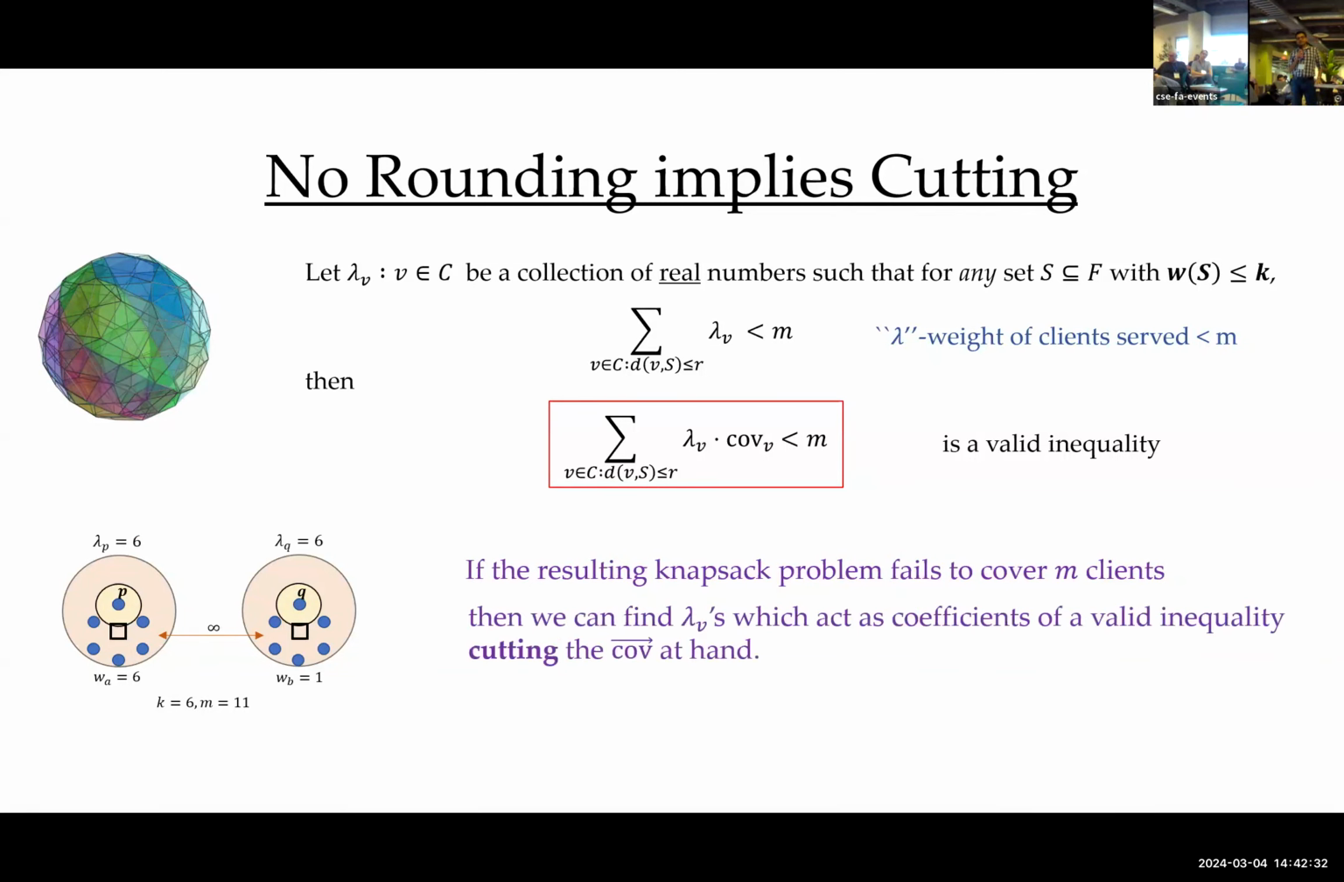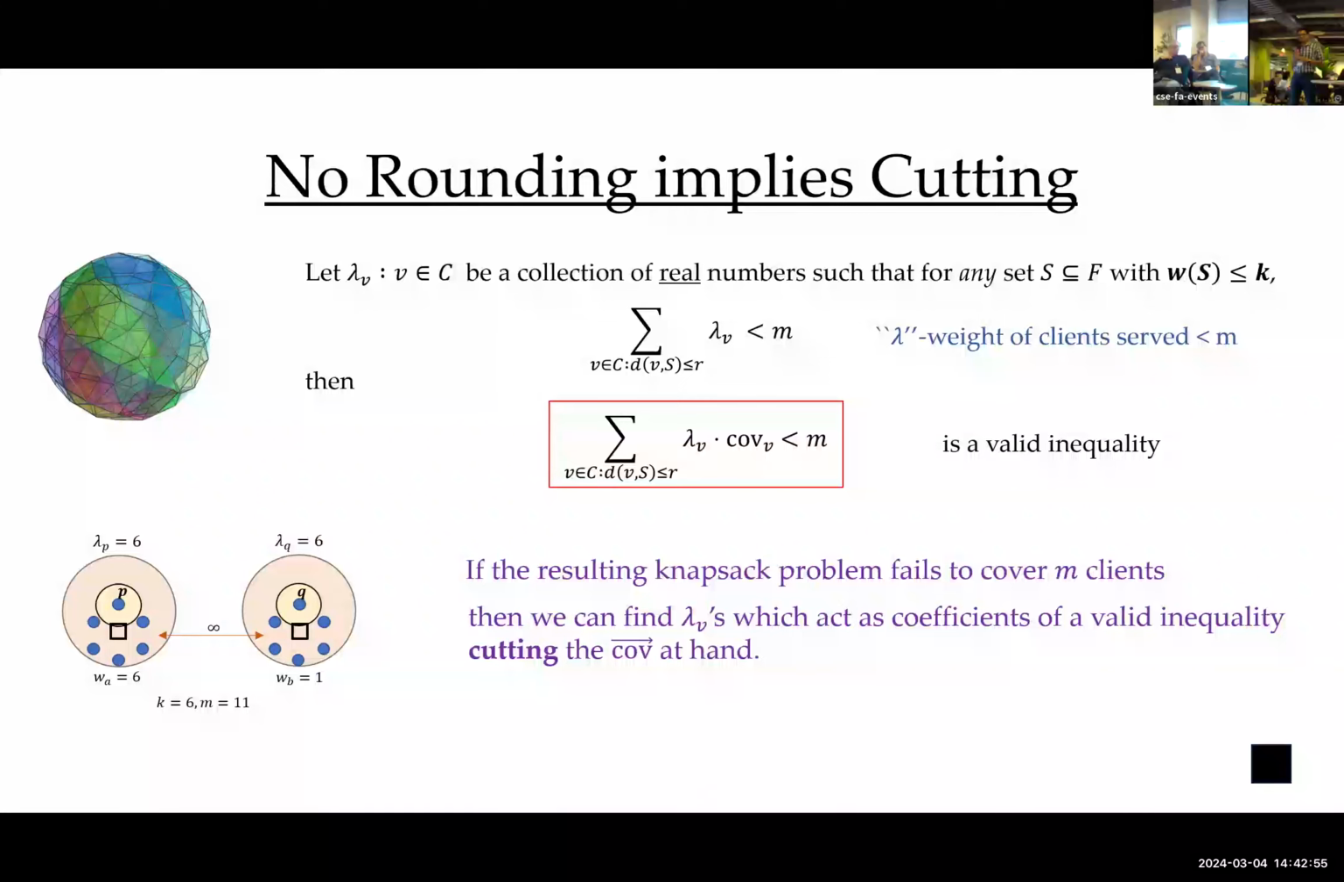Well, you can use the lambda v's. It turns out for this particular problem, the lambda v's, which are equal to the size of the children, satisfy as a dual separating hyperplane. So if the resulting knapsack does not fail, we can find lambda v's using the size of children, and that is used to separate it instance by instance.